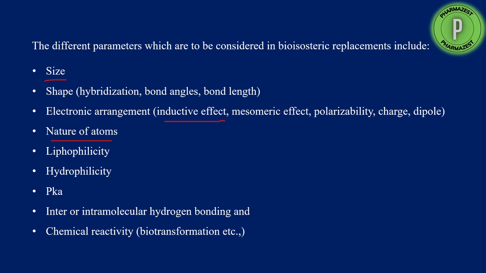And next we have nature of atoms, and then lipophilicity, hydrophilicity, pKa, inter or intramolecular hydrogen bonding, and chemical reactivity, that is the biotransformation, etc. These are the different parameters which are considered whenever we want to do bioisosteric replacements. All these factors play a very important role in the activity of the molecule, and hence they are to be carefully observed whenever we are considering bioisosteric replacement. So this is about bioisosterism.